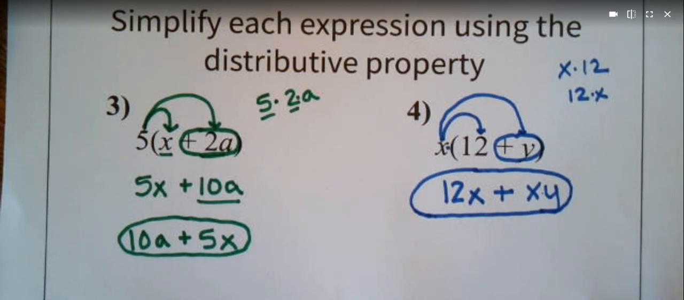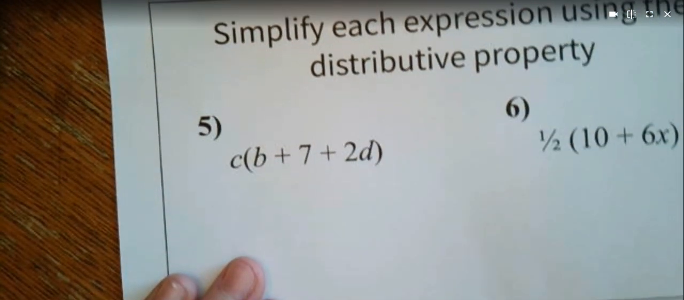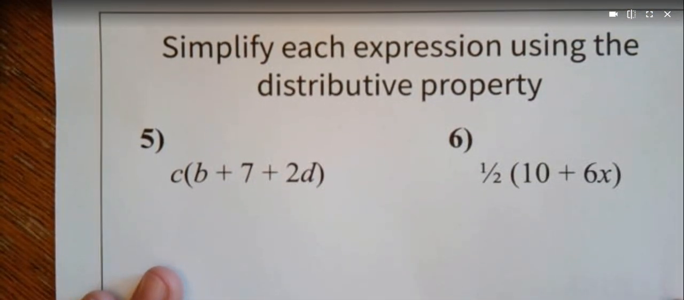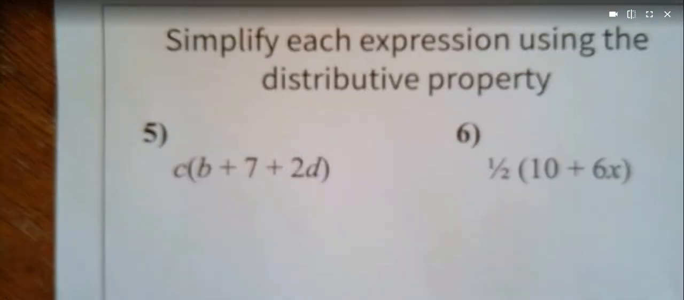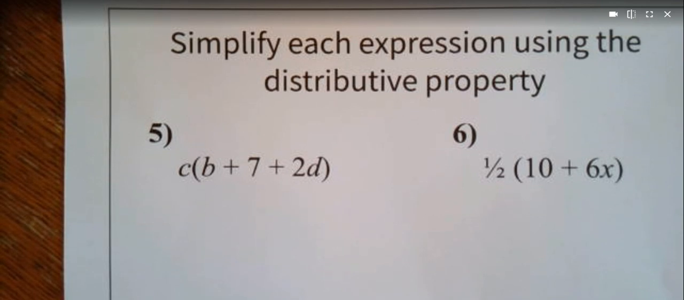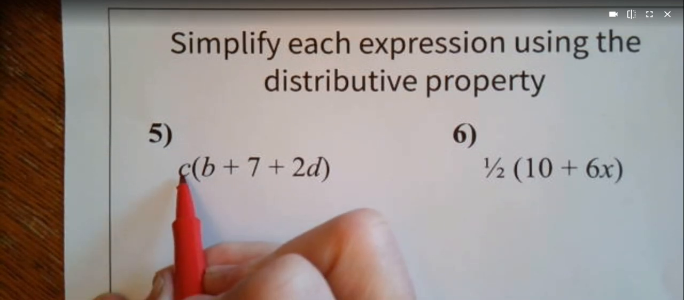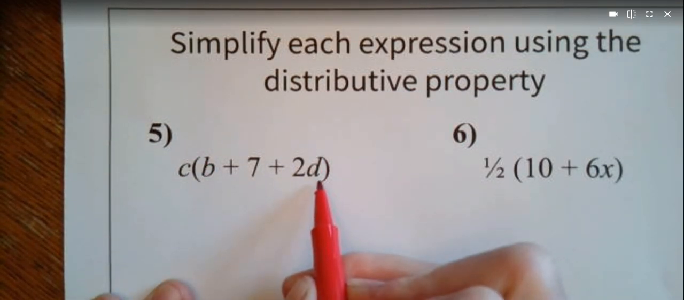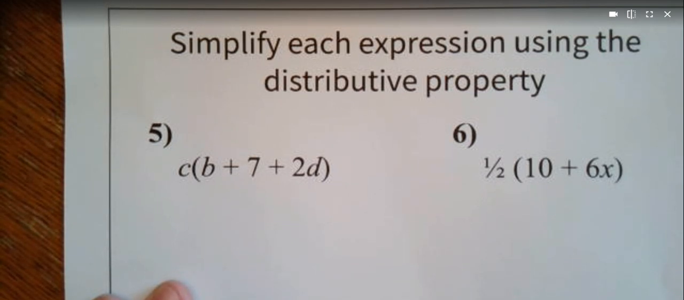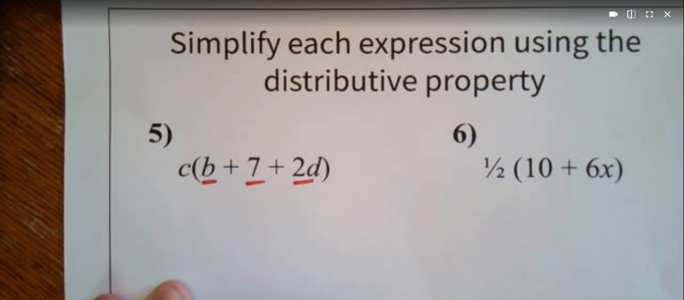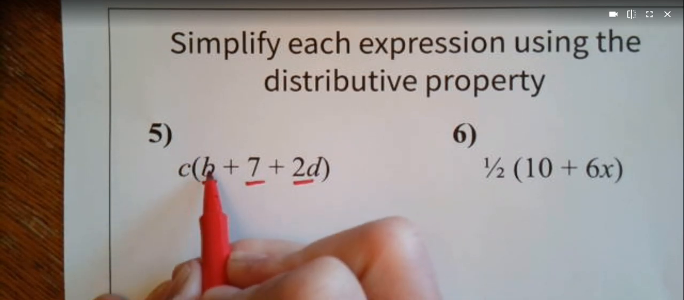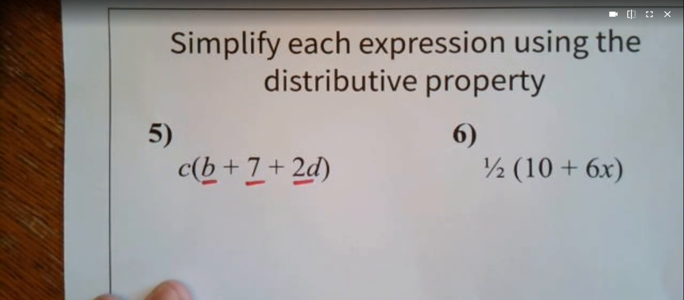All right, let's try number 5. Ooh, go ahead and take a second to jot down number 5. If you need to pause the video, you sure can. Wow, we've got c and we're multiplying it by this entire quantity inside the parentheses. How many terms do you see in there? 1, 2, and 3. So we got this mama bird here that's got to feed 1, 2, and 3 baby birds. You can't forget about any one of those.